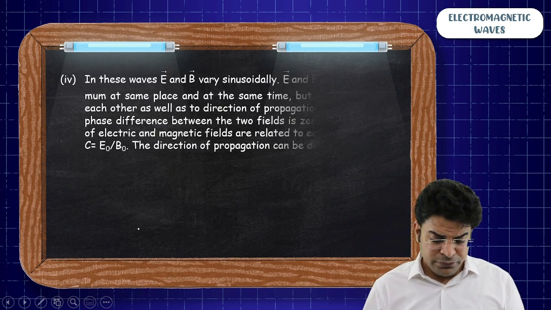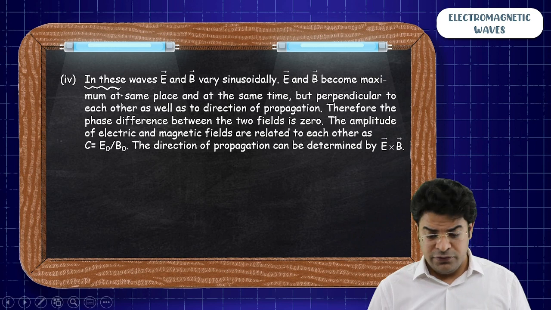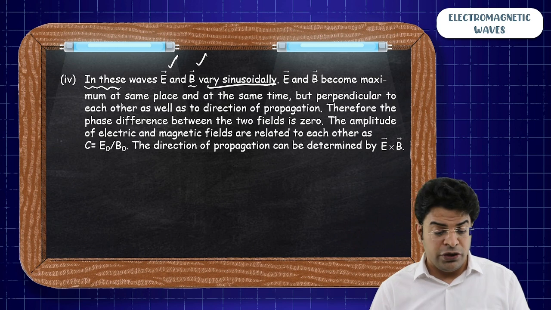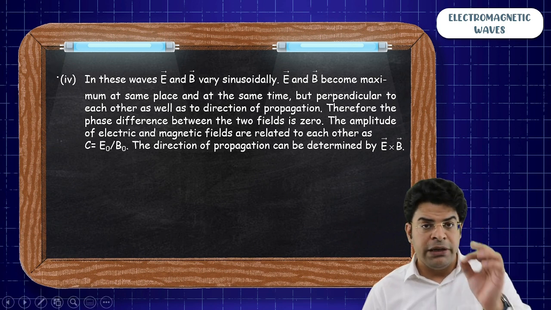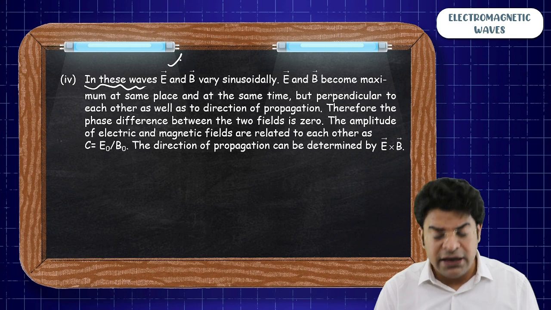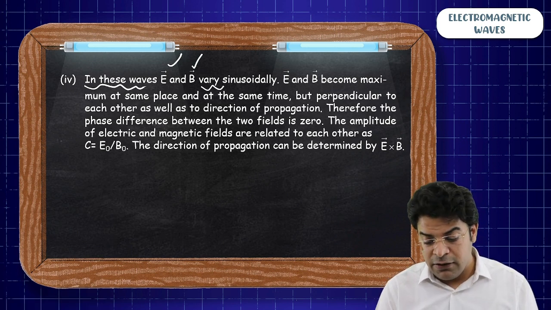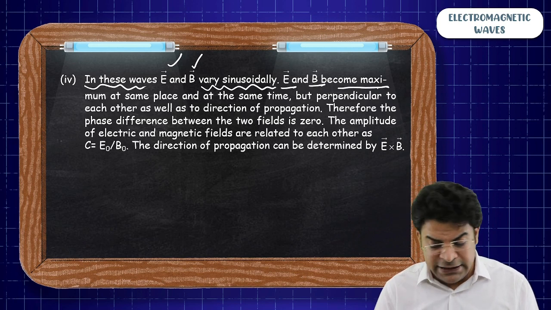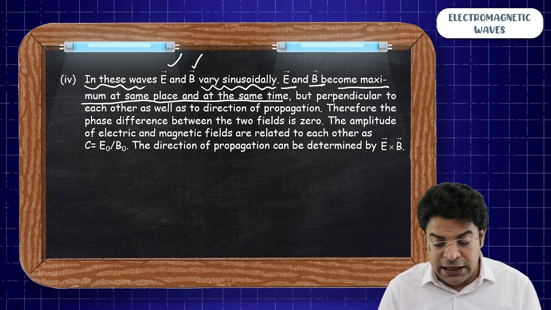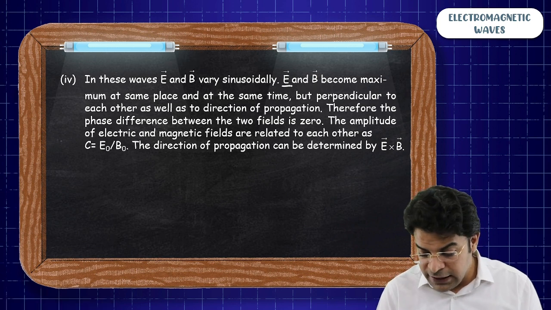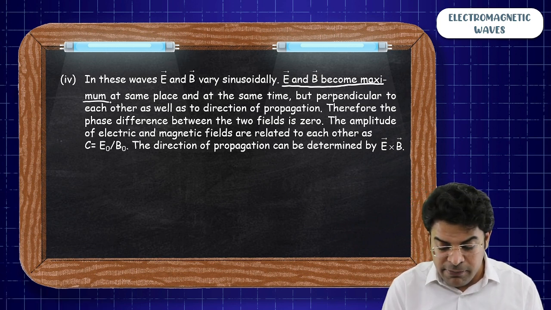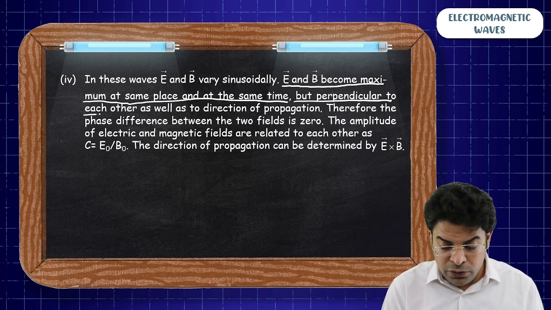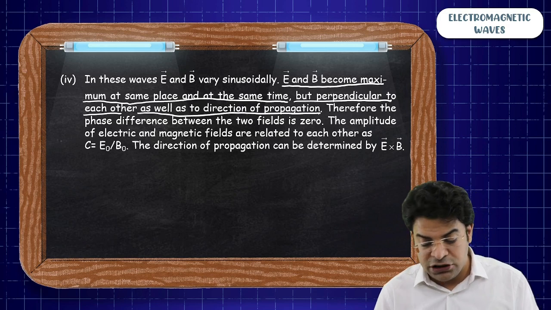Next point. In these waves, the electric field vector and magnetic field vector vary sinusoidally. This point I will say is the most important point. Be careful. In these waves, the electric field vector and the magnetic field vector vary sinusoidally. The electric field and magnetic field become maximum at the same place at the same time. Once more, the electric field vector and magnetic field vector become maximum at the same place at the same time, but perpendicular to each other as well as to the direction of propagation.